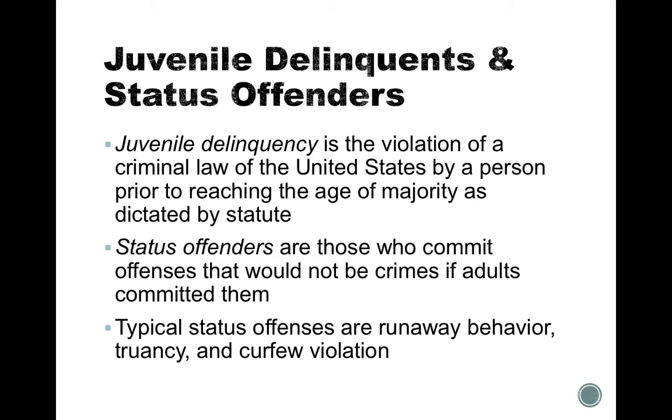So juvenile delinquency is the violation of a criminal law by a person prior to reaching the age of majority. And again, that age of majority is determined by the state in which the juvenile lives or has actually committed the crime. Juvenile delinquency includes both regular criminal offenses, things that would be illegal for anybody, and what's called status offenses. Those are crimes that would not be crimes if an adult had committed them. They're basically a crime because of their status of being a juvenile. This includes things like running away, truancy, and curfew violations.